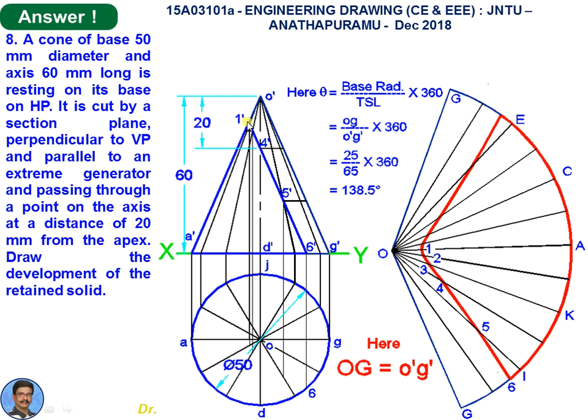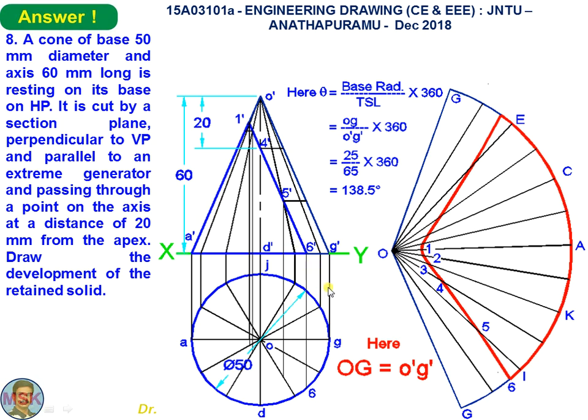Then this is the section plane 1 dash 6 dash, parallel to the generator O dash G dash. It is parallel. It cuts 1, 2, 3, 4, 5. So that is 2, 4, 6, 8 and 9 out of 12 generators. It cuts the 9 generators. The 3 generators are completely removed, right? It cuts the base also. Mark all the cutting points.